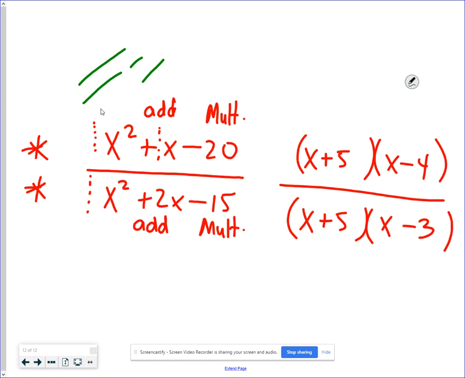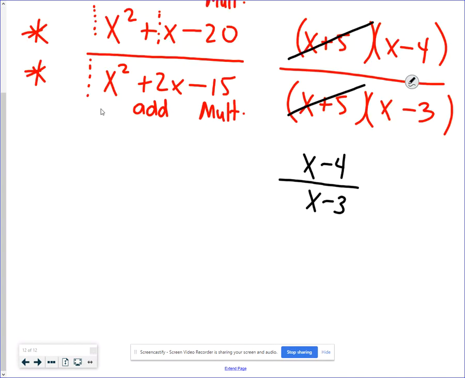Now that we got both the top and bottom factored, we can cancel stuff out if they have anything in common. They have the quantity x plus 5 in common. So those are going to cancel out, and your simplified answer will be x minus 4 over x minus 3. Now you cannot cancel these x's out. I see every year that students just want to mark those x's out. You can't do that because the top is a difference and so is the bottom. You can only cancel when you have factors.